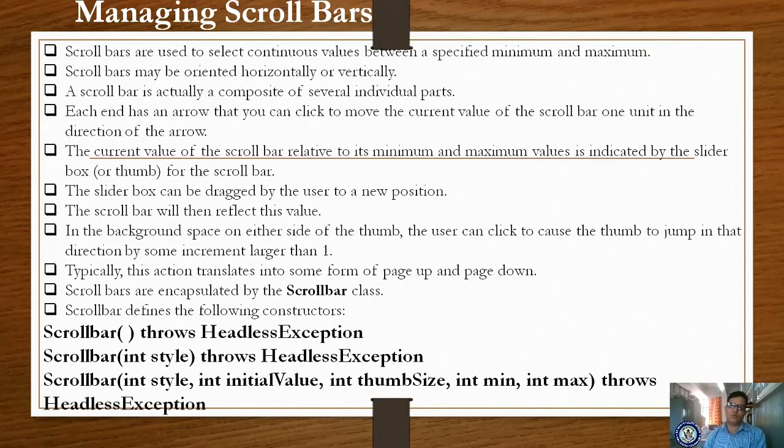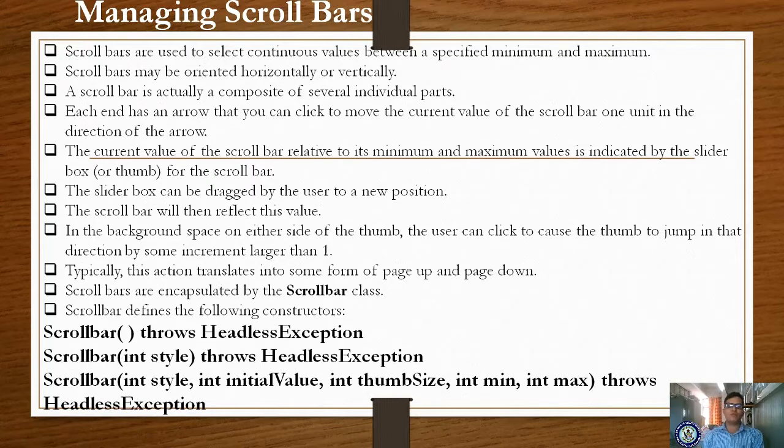A scroll bar is actually a composite of several individual parts. Each end has an arrow that you can click to move the current value of the scroll bar 1 unit in the direction of the arrow. It consists of two arrows and a thumb, right? If you click on an arrow, it will move 1 unit, either forward or backward, according to the button you click.